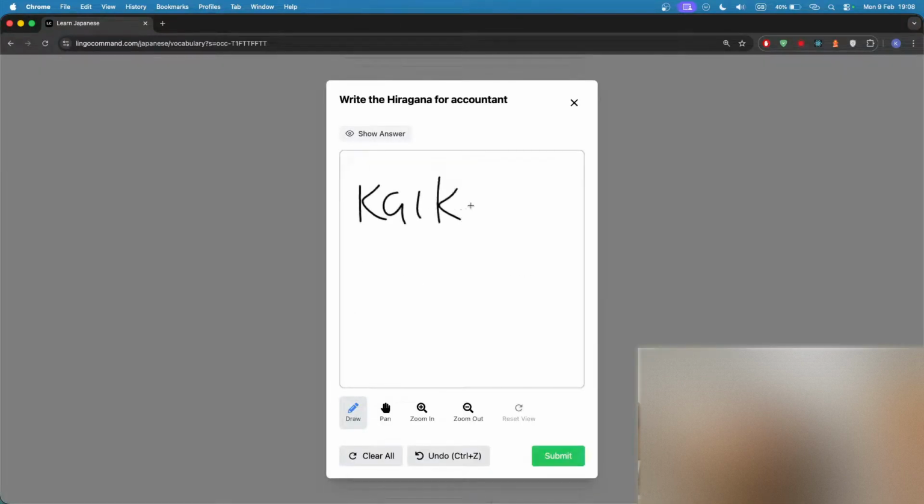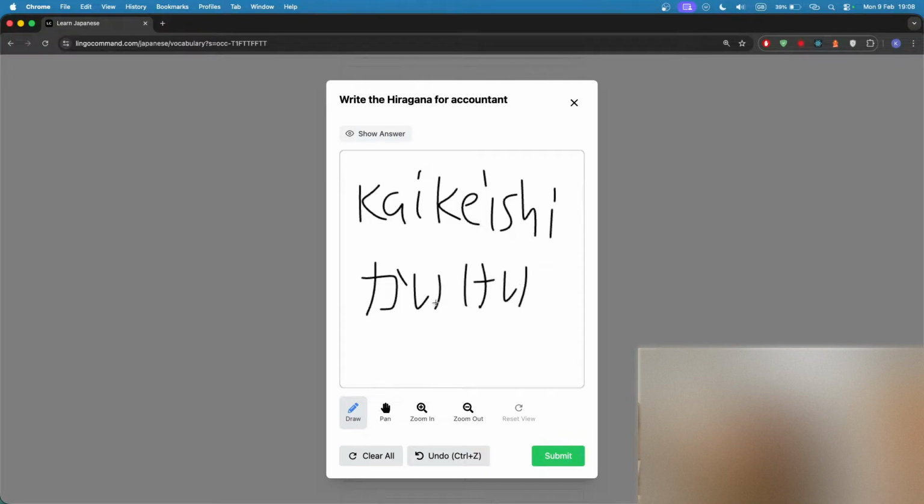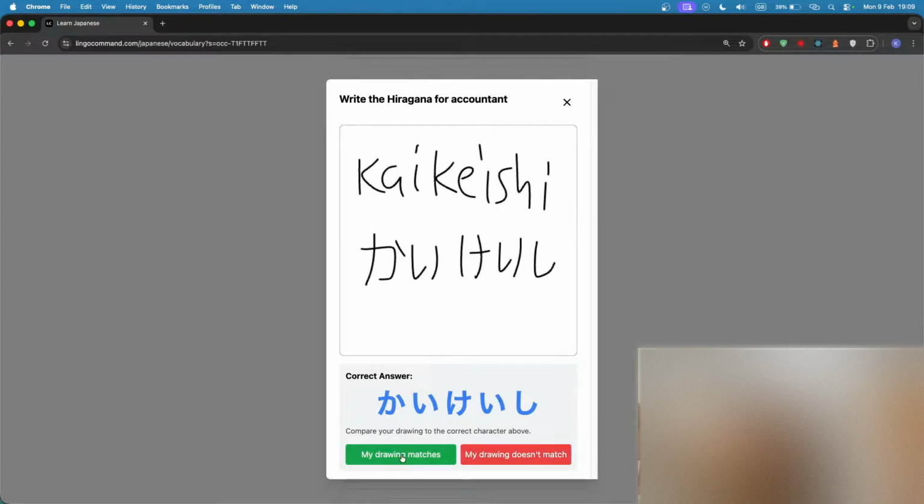I think this is something like keikeishi. Is that right? Let's just write it and see what happens. So this is kai. This is kei shi. Kai kei shi.